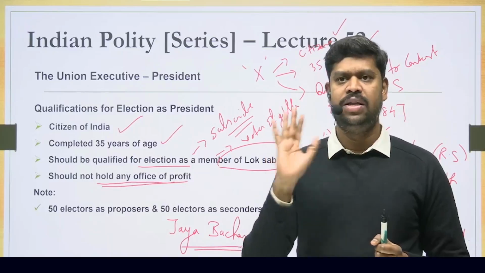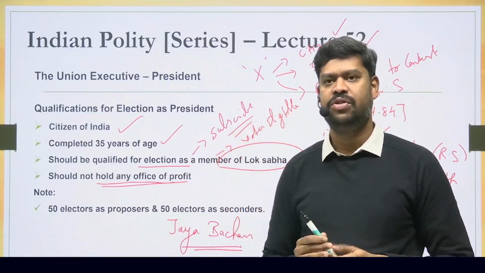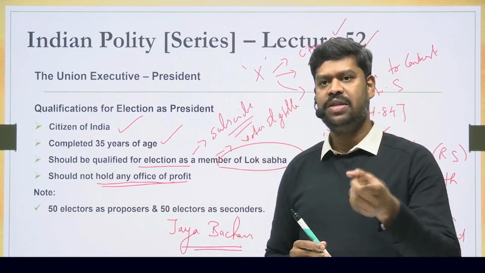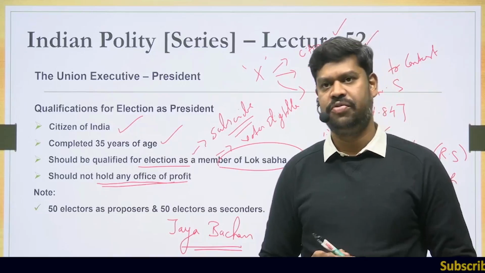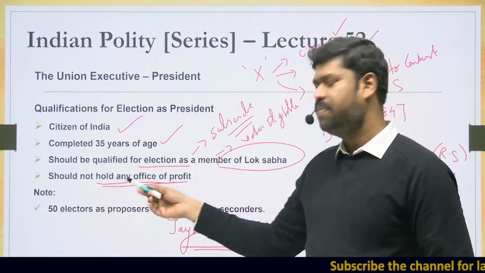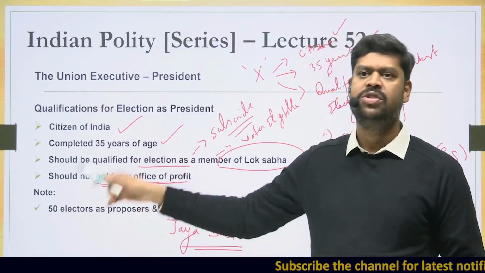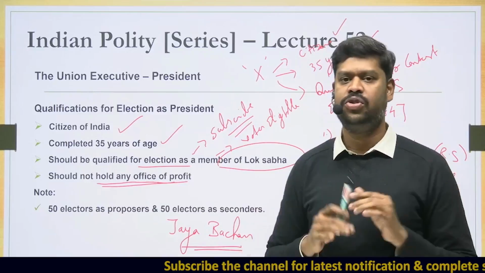Whether you take the profit or not is immaterial for us to see whether that office is an office of profit. If the profit is receivable, that is more than sufficient for us to determine that it is an office of profit, and therefore she was disqualified. So that's a different story. But now I am trying to explain to you what is office of profit. Is the definition the same wherever it is mentioned in the constitution?